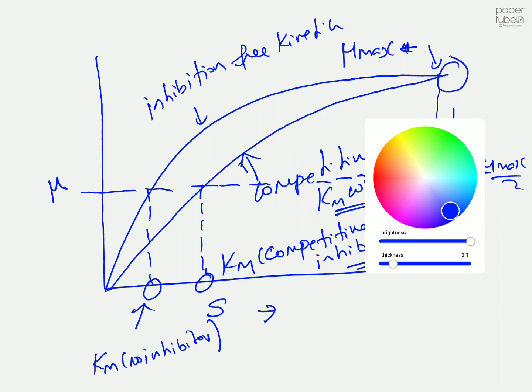And whenever you have a competitive inhibitor, it will not alter your maximum initial velocity. It will alter your association constant or equilibrium constant, which is Km. Your Km value will increase if you are dealing with a competitive inhibitor.